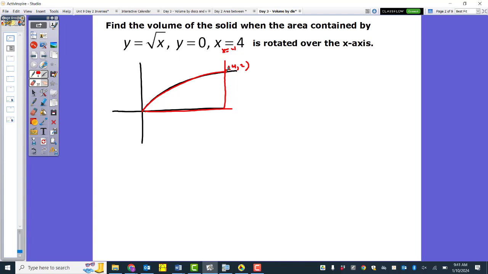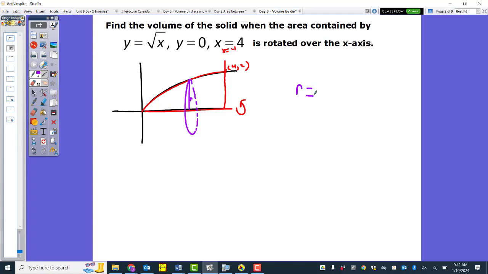This is the area we're revolving. It says we're rotating over the x-axis, so we're rotating it here. Let's start with trying to set up our radius. If we had a single disk here, a single disk would go up from the axis to there and then revolve into 3D space. So this right here is r.